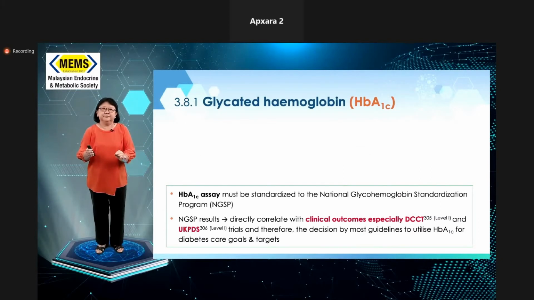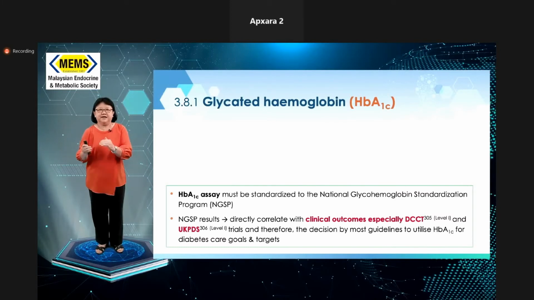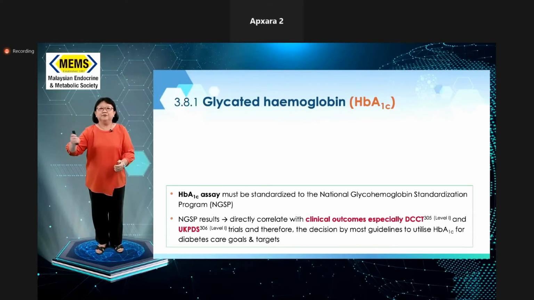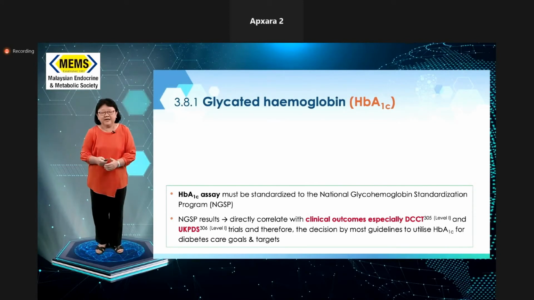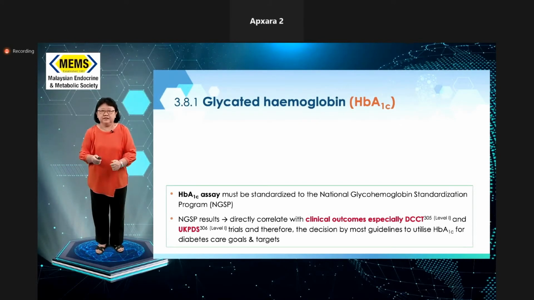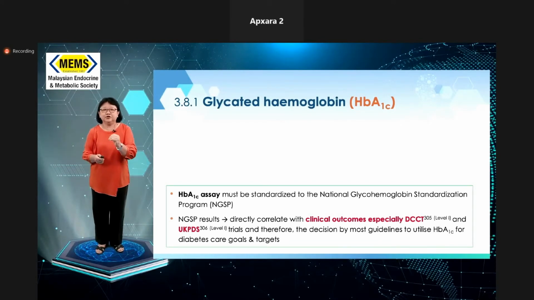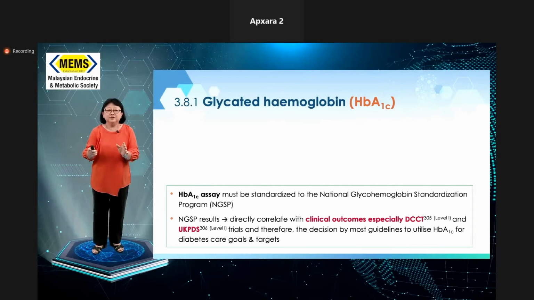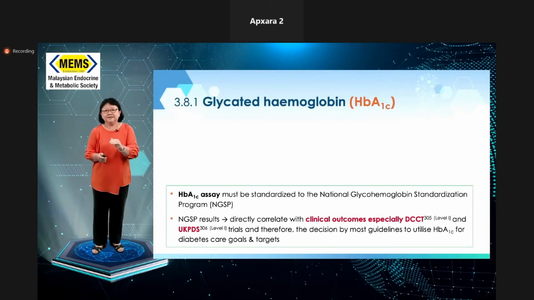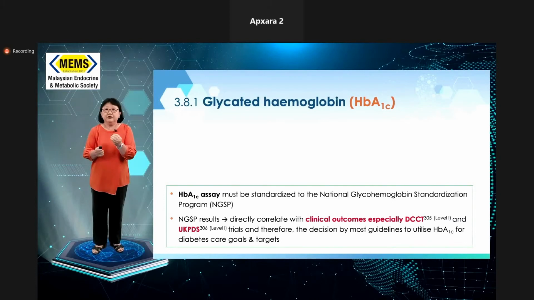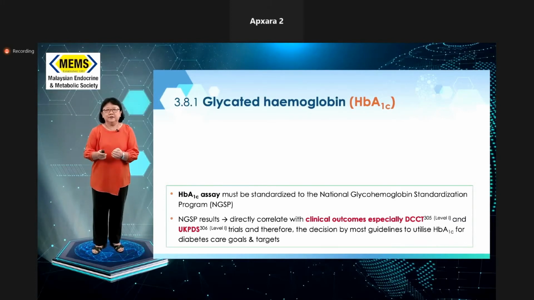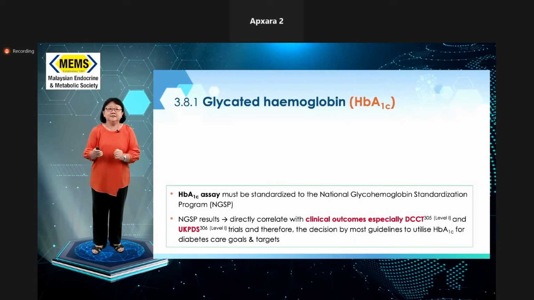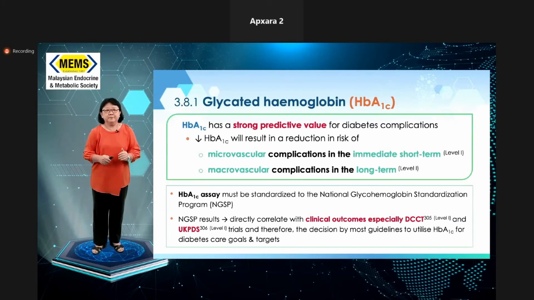First, A1C needs to be standardized. That means not any single laboratory can just open up shop and run any kind of assay and say, you can use my A1C result to decide whether it's controlled or not. It has to be standardized to the National Glycohemoglobin Standardization Program, a mouthful, NGSP. And when standardized, we realized that it correlates very well with clinical outcomes, largely from 2 key landmarks, the DCCT and the UKPDS, which all are familiar with.